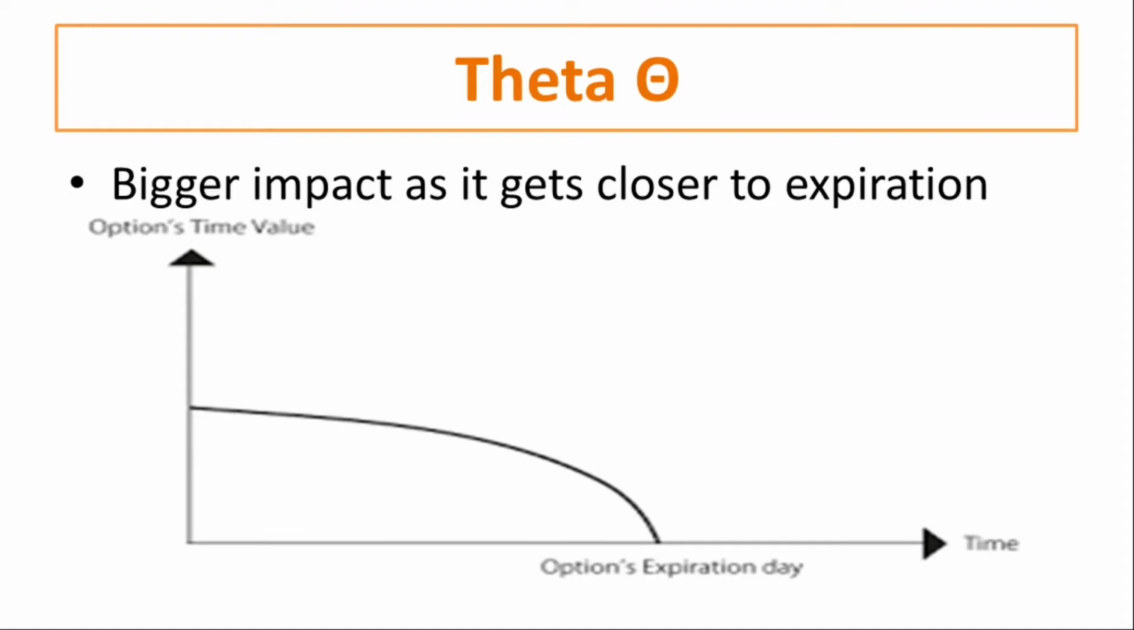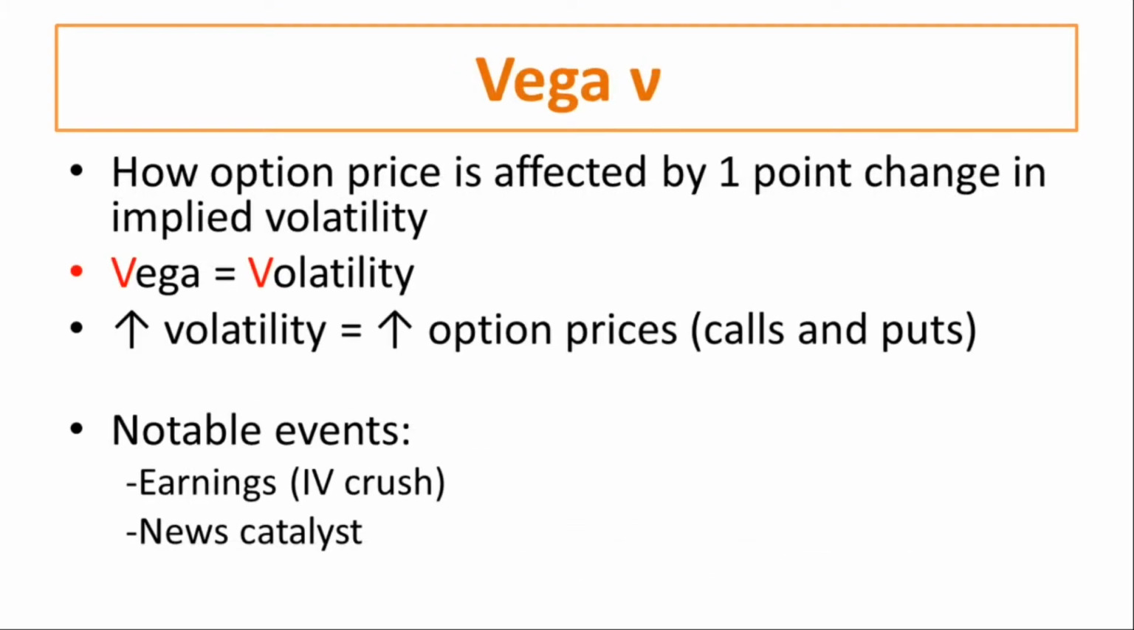As you can see on this graph, the x-axis represents time and the y-axis represents the theta value of the option. So for the majority of the period, the theta value, or option's time value, actually stays relatively similar, but once it crosses a certain point close to the option's expiration day, it starts gaining momentum and it plummets to the ground. Lastly, we have Vega.